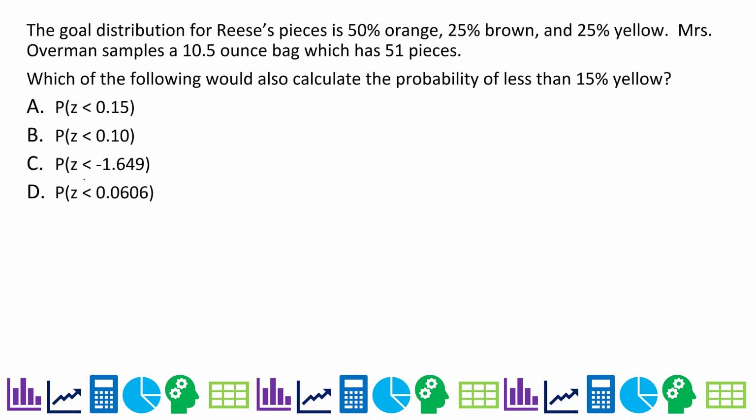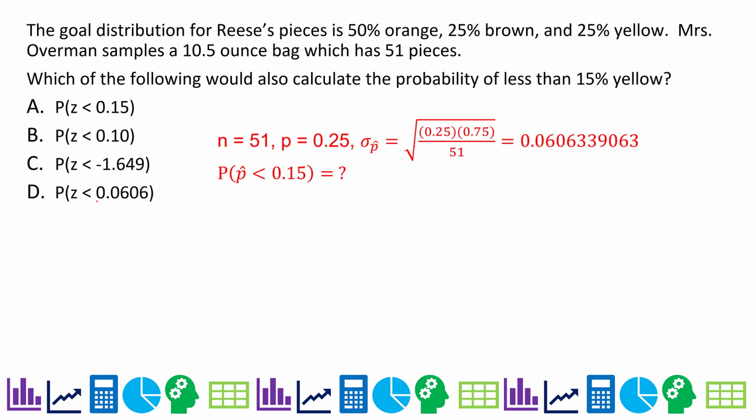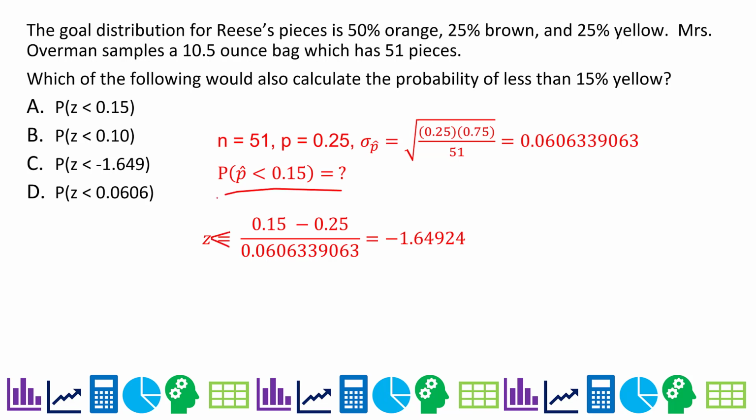Okay. Which of the following could also calculate the probability of less than 15% yellow? And so you can see these are all written as Z-scores. A lot of times on your AP exam, they're going to give you a Z-score and actually have a formula. So what you would do is you might see this piece right here. So it might actually show up like this in the answer choices. So that's a possibility right there, okay?